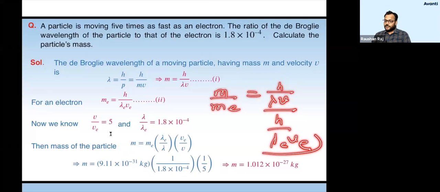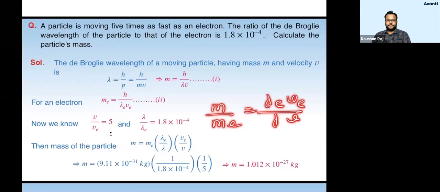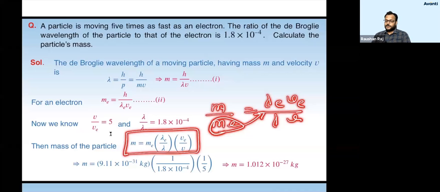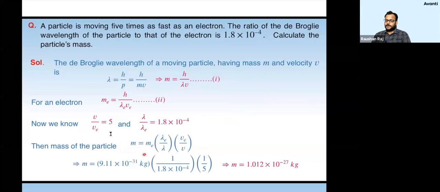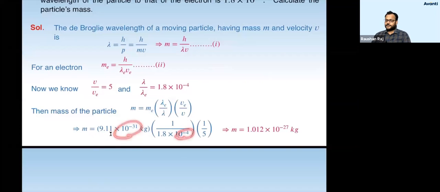So this will go to the numerator. H and h will get cancelled, and finally we'll get m divided by me is equal to lambda e into ve divided by lambda into v. And m will be written as me will be cross multiplied. It will come to this particular relation. So mass of a particle will be me into lambda e divided by lambda into ve by v. और यहाँ से जब values put करोगे, तो first deal with the power of 10 and then deal with this. So 9.11 divided by 9, it will be 1.01. Very good. Aditi has got the approximation very correctly.